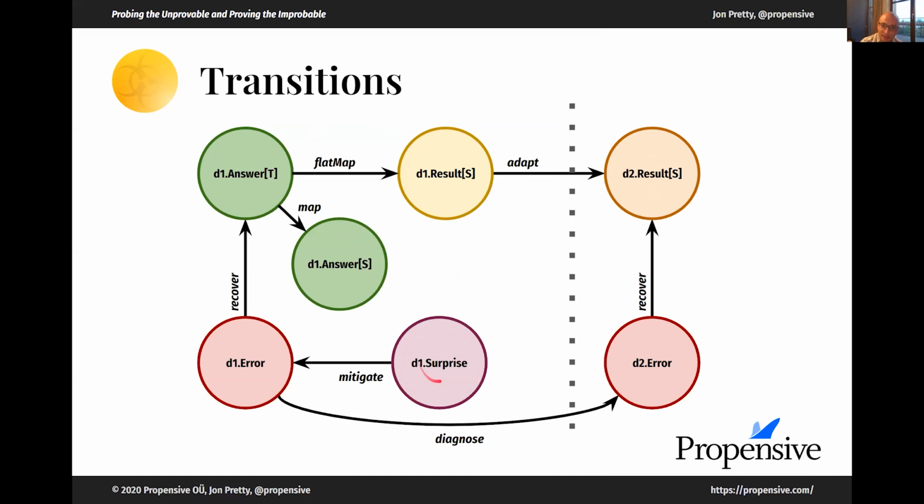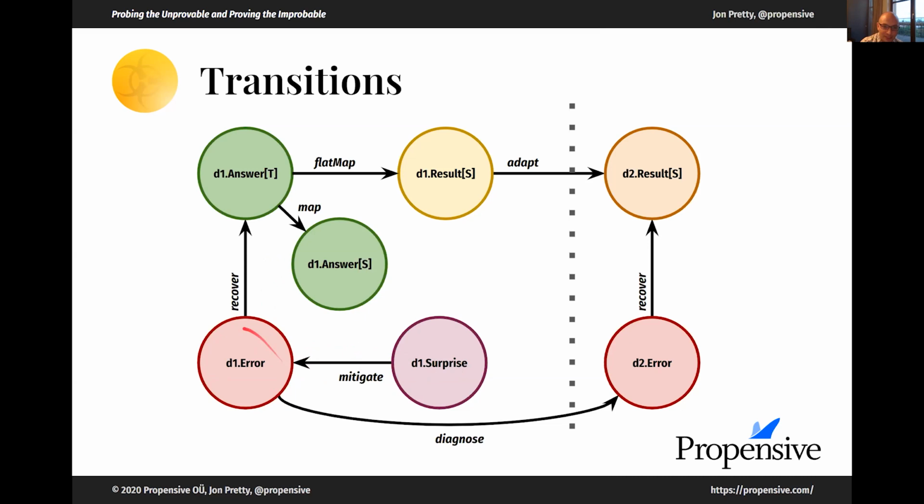If we get a surprise, we don't like surprises, so we want to mitigate them. We can convert surprises into errors just by calling mitigate on the results, and that will leave errors unchanged. It will leave success values unchanged, but any surprise will be converted into an error.